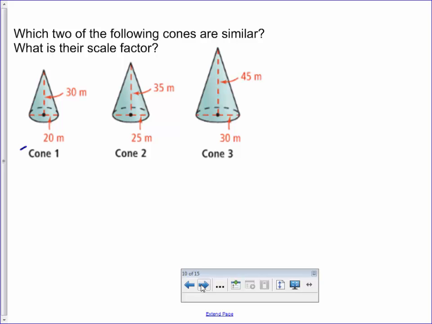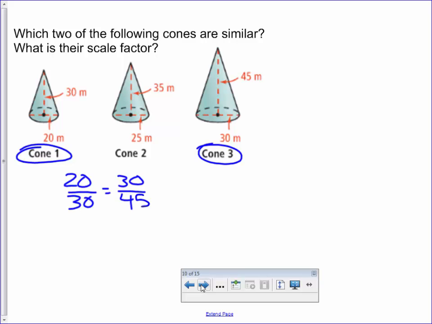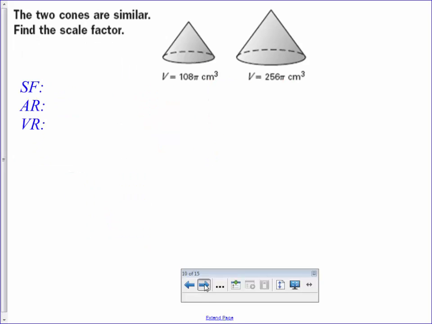Hopefully, you found that it's cone 1 and cone 3. Because when you do 20 to 30, that equals 30 to 45. Okay? So they're similar. So the scale factor is 2 to 3. That is an SOL style question where you had to choose.